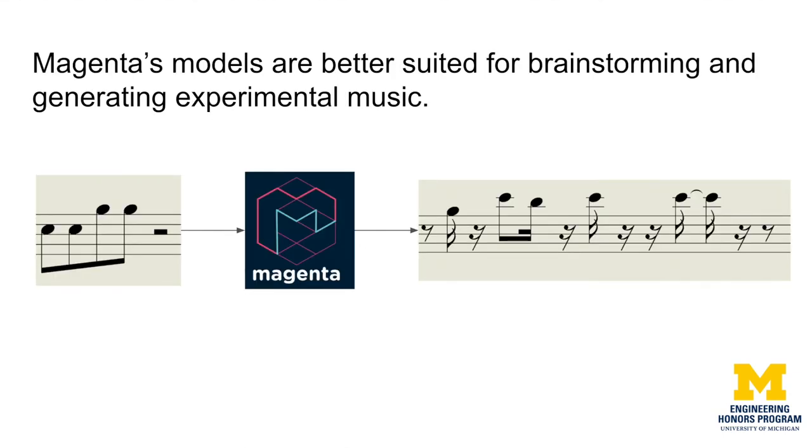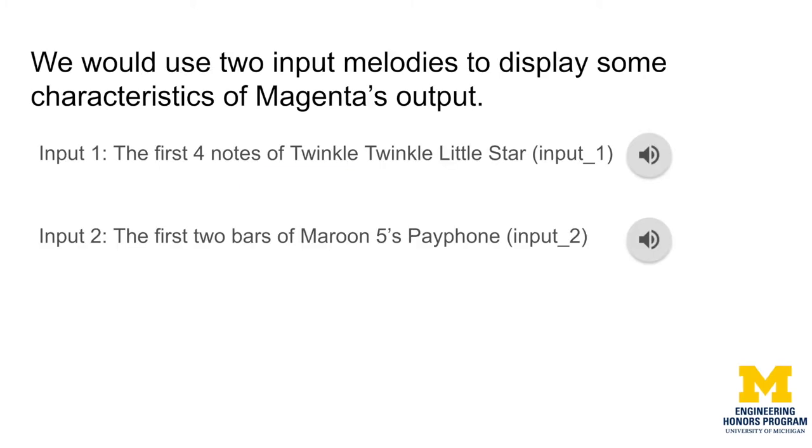Although Magenta's models couldn't repeat melodies, they did produce logical continuations. So, we can say that Magenta's models are better suited for brainstorming and generating experimental music. In the following demonstration, we will use two input melodies to display some characteristics of Magenta's output. Let's begin with input 1. It's just the first 4 notes of Twinkle Twinkle Little Star. As for input 2, it is the first 2 bars of Maroon 5's Payphone.